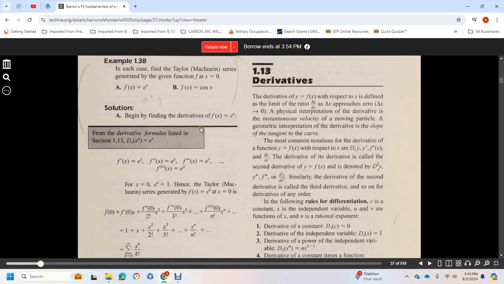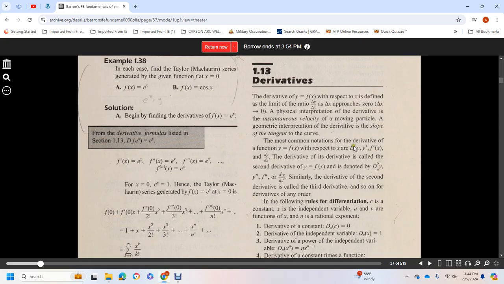Derivatives. The derivative of y equals f(x) with respect to x is defined as the limit of the ratio of delta y over delta x as delta x approaches 0. Physical interpretation: the derivative is the instantaneous velocity of a moving particle. Geometric interpretation: the derivative is the slope of the tangent to the curve.